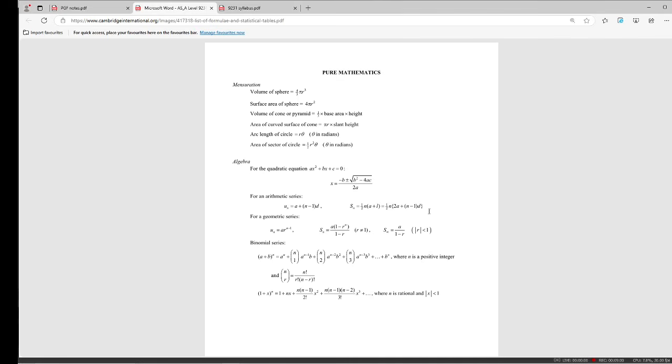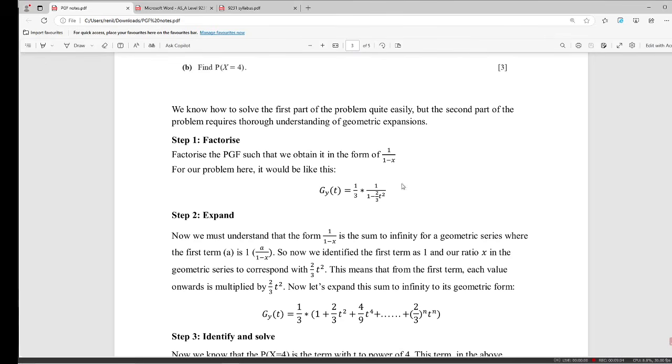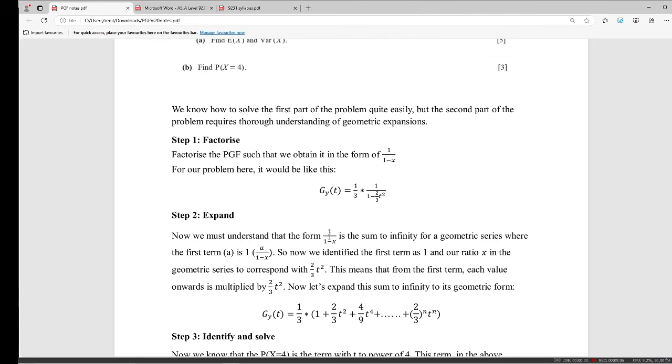We know that a is the first term and r is the ratio. In this case, I write it as 1 by 1 minus x. Since a equals 1, it means our first term is 1. That is already confirmed. And what is x then? So we have 1 divided by 1 minus 2 by 3 t squared. That is in the format of 1 by 1 minus x. Therefore, your x value will be 2 by 3 t squared.